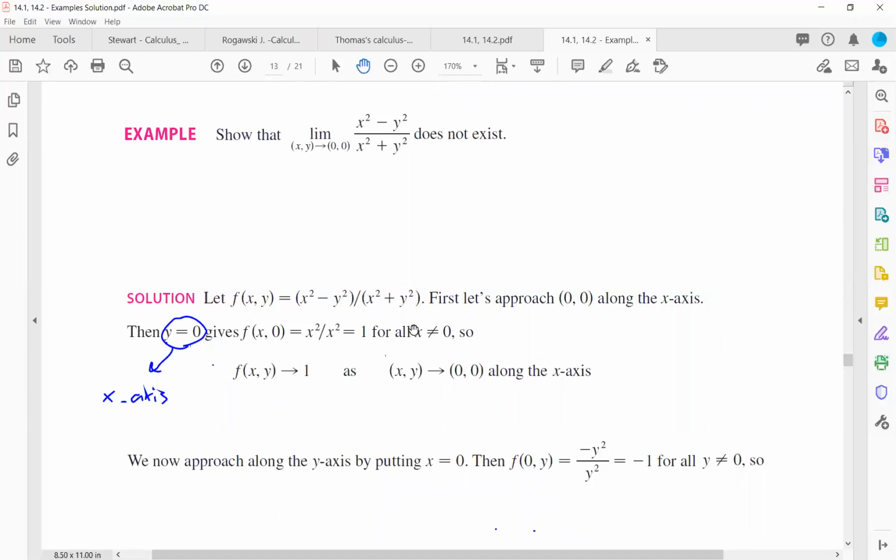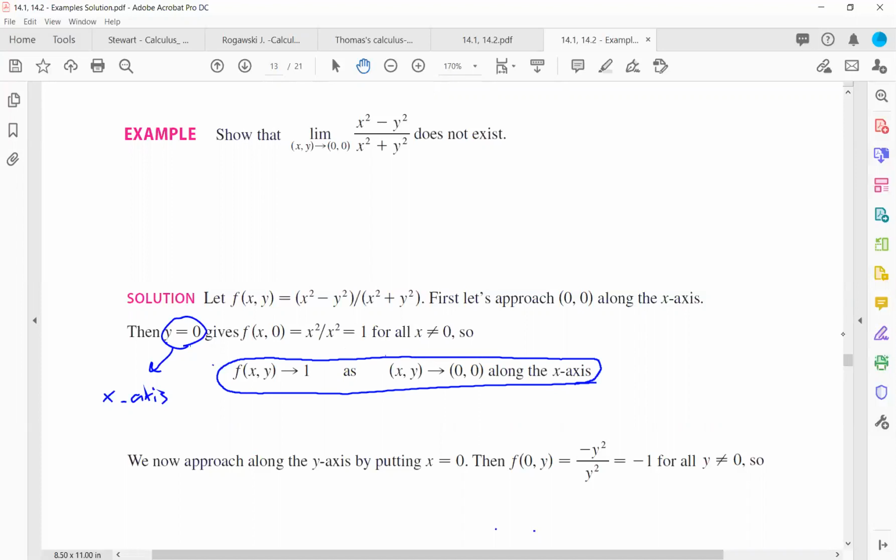After simplifying the function, the outcome is equal to 1. Note that your x cannot be 0; you're approaching 0. So what's the meaning of that? It means that as I walk along the x-axis, or y equals 0, the limit of the function is getting closer and closer to 1.